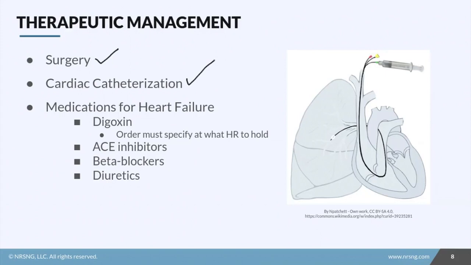But one difference that I just really want to quickly highlight is that with digoxin, it's really important that the medication order gives a specific heart rate parameter. Remember, 60 is not our parameter for bradycardia with children. It's going to be different for each age. And so we need that order from the provider to be very clear about when we need to hold this medication.